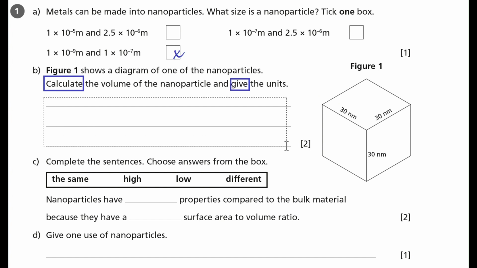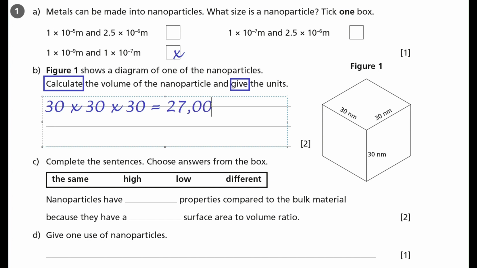Okay, so we're going to write that down. 30 times 30 times 30. It's always important for you to write down how you've worked something out because sometimes there is credit given for that. So it's 27,000 cubic nanometers. Now that can also be written as nm to the power 3.